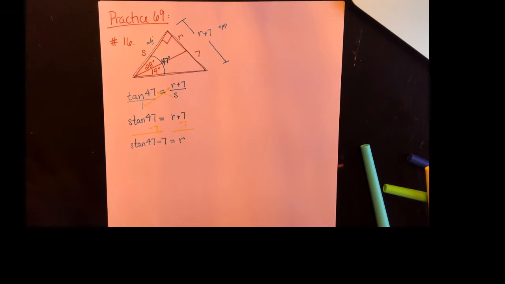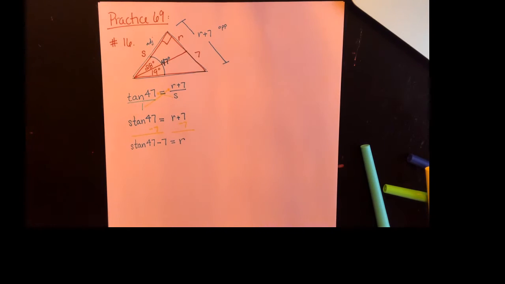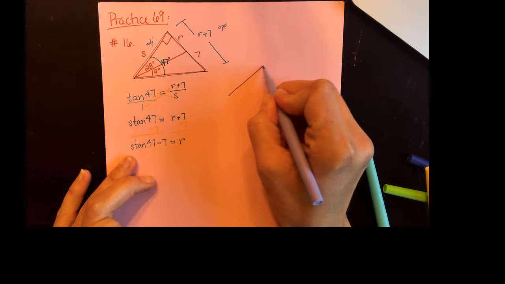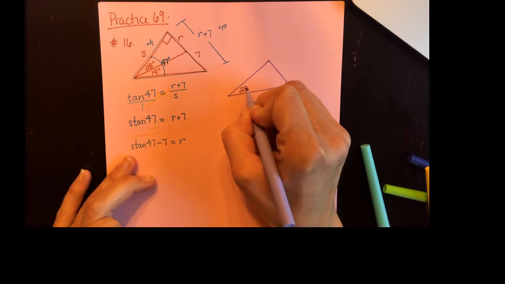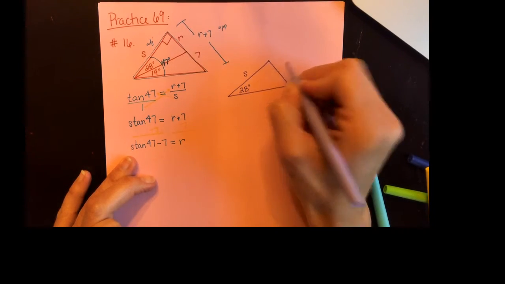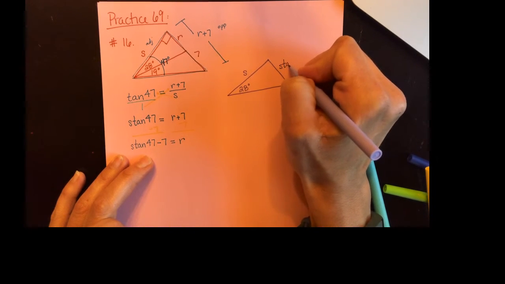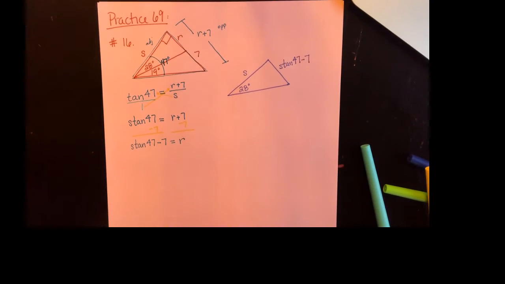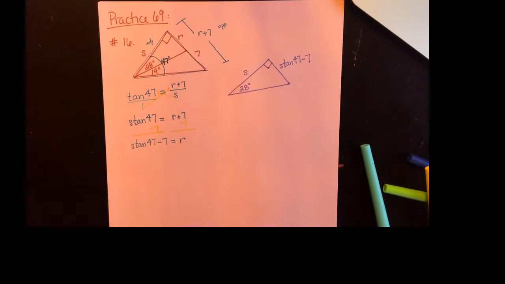Now I get it, we haven't solved for anything yet, but at least this is going to allow me to deal with the same variable now that I have to do this triangle. So I'm going to redraw my triangle for the next problem. This time, we're only going to worry about that top triangle with our 28 degrees. We have s, and now instead of r, this is going to be s times tangent 47 minus 7. So we're going to substitute that into our right triangle so that it's easier to look at.